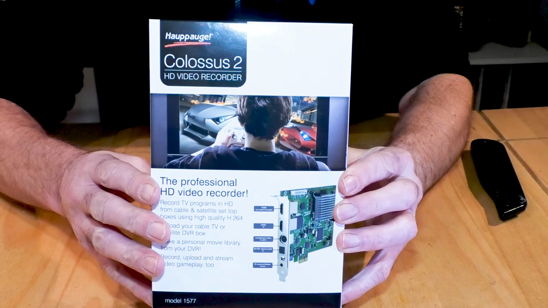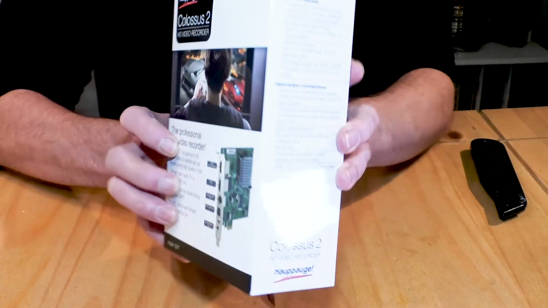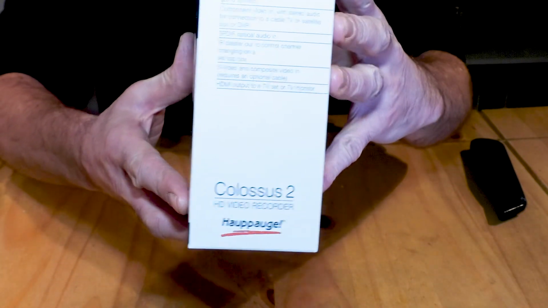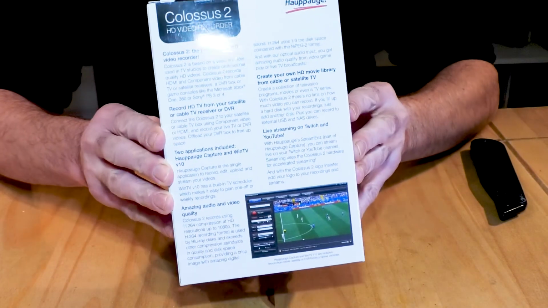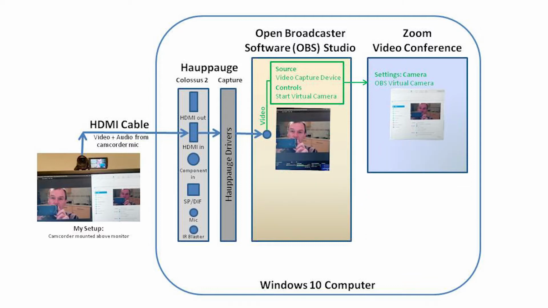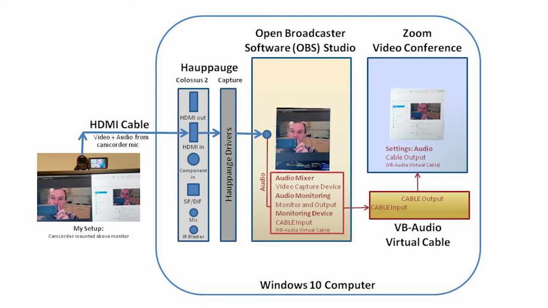This video will show you how to use a camcorder connected to a Hauppauge Colossus card to provide the video and audio feed for a Zoom video conference. The setup is quite complex as shown by this diagram. The setup uses OBS Studio to provide the video and audio feed. The video feed goes direct to Zoom, but the audio feed must go through a virtual cable to Zoom.